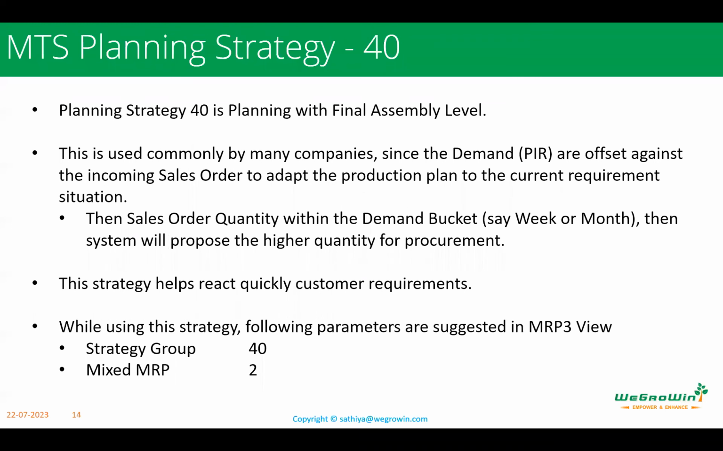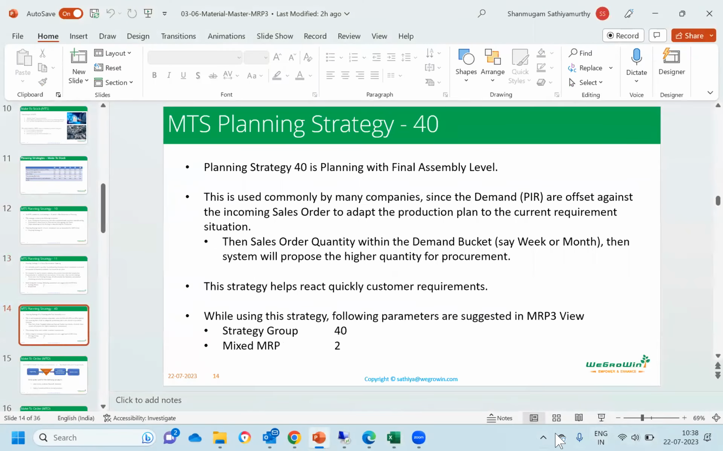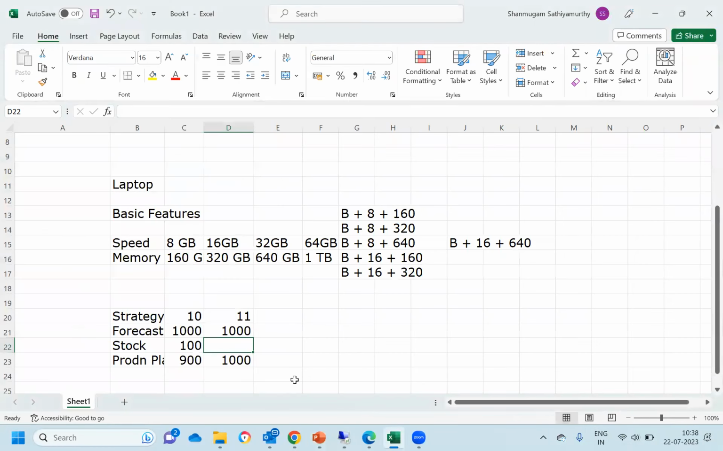And then strategy 40. Strategy 40 is the one used to create the production plan based on the forecast. At the same time, if I create a sales order, a customer order, it will adjust the plan. So what is the meaning here? If I use strategy 40, now I have a forecast of 1,000. I have stock of 100, then the system will plan 900. Same thing as strategy 10.